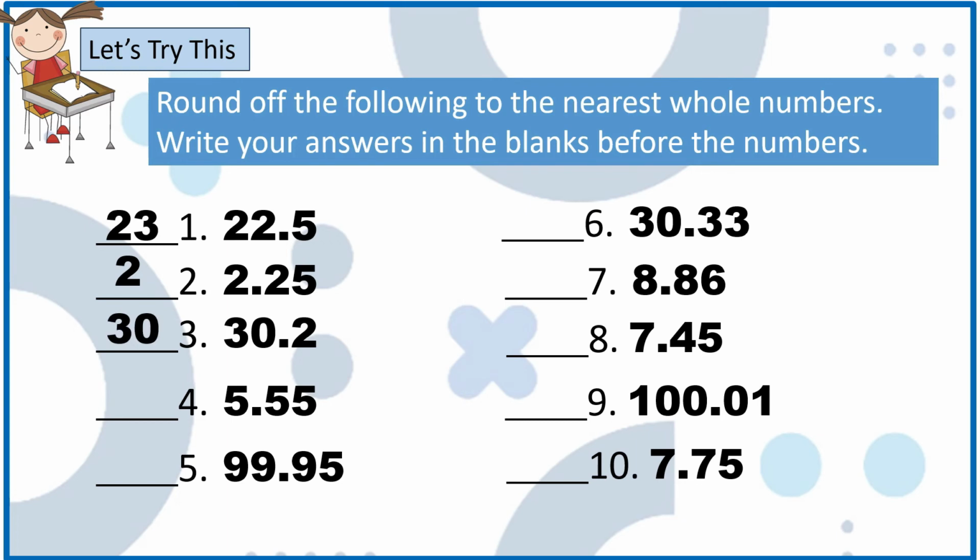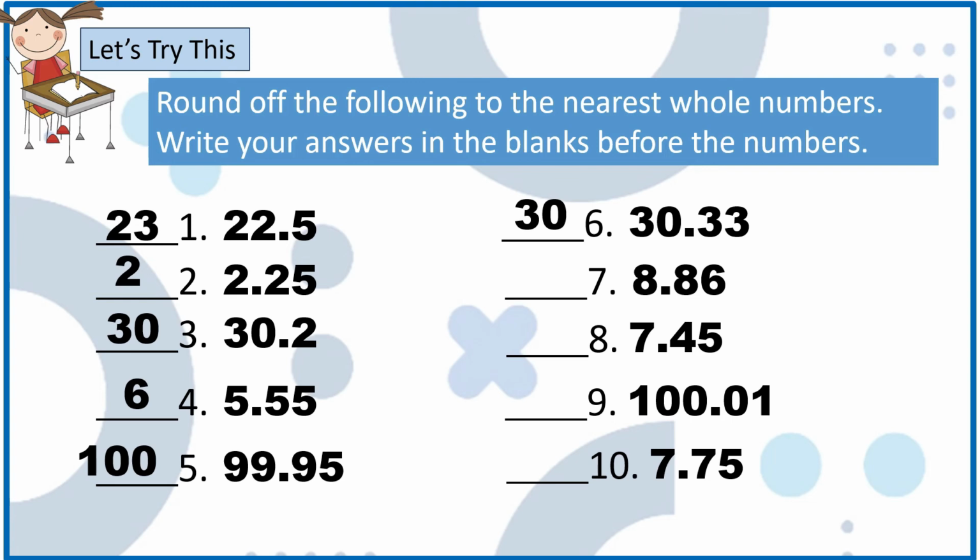Okay, number 4, 5.55. Since 5 is equal to 5, so we round off 5 to the next higher whole number, that is 6. Okay, number 5, 99.95. 9 is higher than 5, so we round off 99 to the nearest higher whole number, that is 100. Next, number 6, 30.33. 3 is less than 5, so we remove all the numbers after decimal point and retain the whole number, 30.